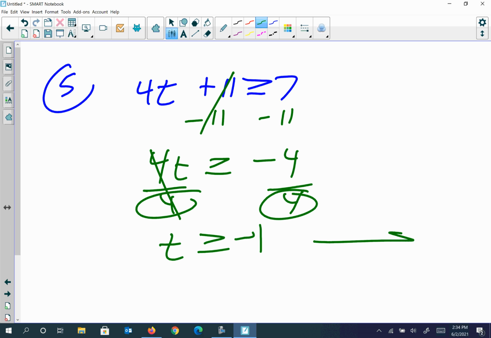And then we want to graph the solution. So 0, I get negative 1. I got a solid dot and want values bigger, so it's going to shade that way.